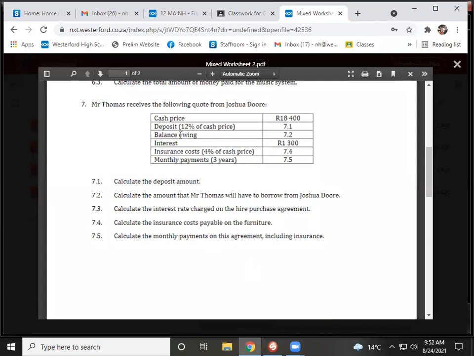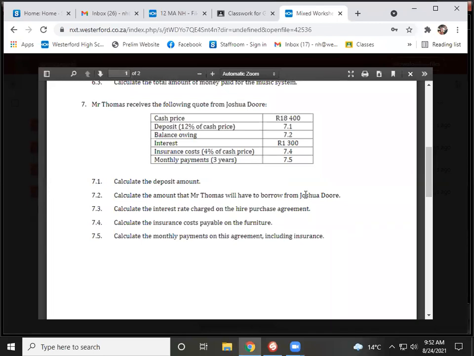7.2, balance owing. We see that is the next one in the table here. Calculate the amount that Mr. Thomas will have to borrow from Joshua Door. Right, so we just discussed it, guys, the balance owing. So the cash price minus the deposit, that is actually the amount that Mr. Thomas is borrowing from Joshua Door, because that's what he still owes on the, what is this? Oh, they didn't say, on this furniture, I suppose.